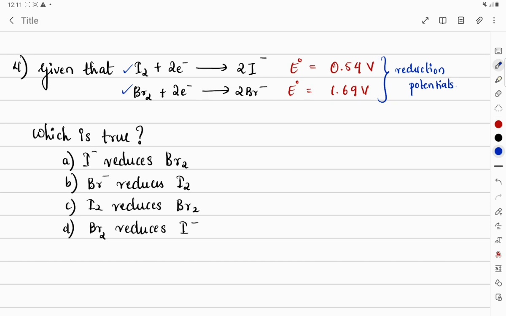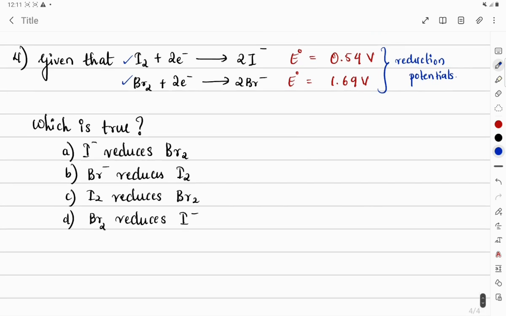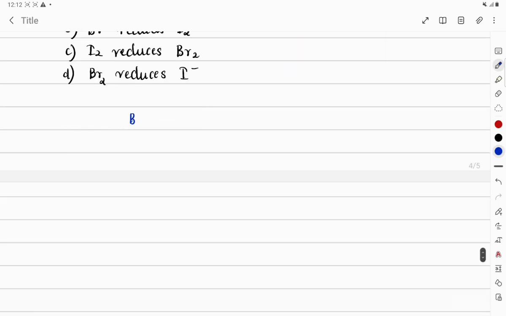And how do we choose it? By understanding which will have the higher reduction potential and which will have the higher oxidation potential. Looking at this, we are given two reduction potential values. The higher one is obviously for bromine, since 1.69 is greater than 0.54. So bromine will act as cathode and iodine will be anode. Cathode should undergo reduction, therefore the reaction of bromine should be just as it is given.